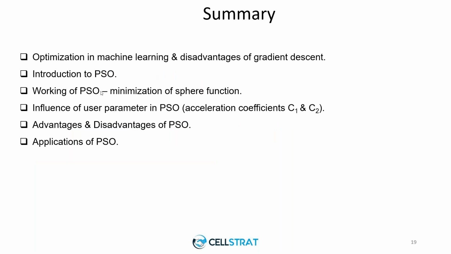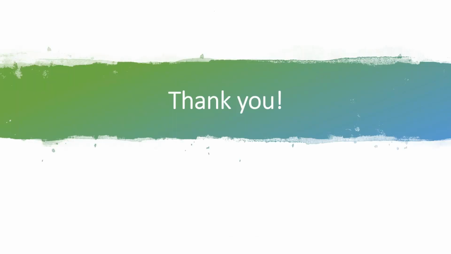So these are the topics which we covered. We looked into optimization and the disadvantages of gradient descent. Then we briefly understood PSO and its working with the help of sphere function minimization, and we understood the influence of user parameters in PSO like the acceleration coefficients C1 and C2. And then we also looked at the advantages, disadvantages, and applications of PSO. So that's about it from my end.